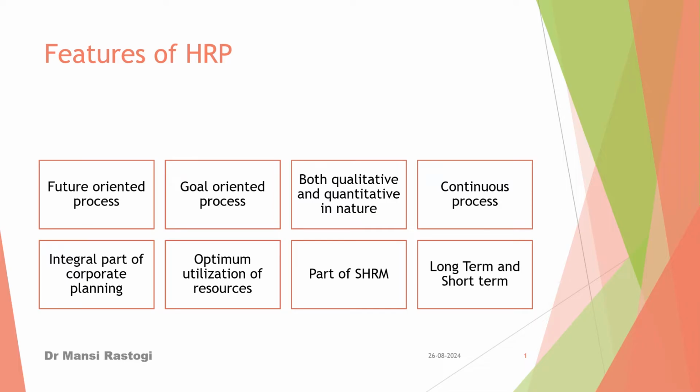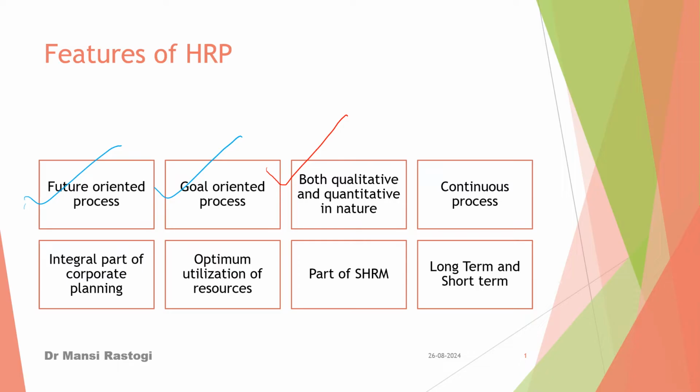So what are the features of HRP? It is a future oriented process. It is a goal oriented process. It's both qualitative and quantitative. When we are using forecasting techniques, it could be qualitative, for example, taking the opinions of experts using the Delphi technique or some other techniques, or it could be quantitative, using quantitative techniques.